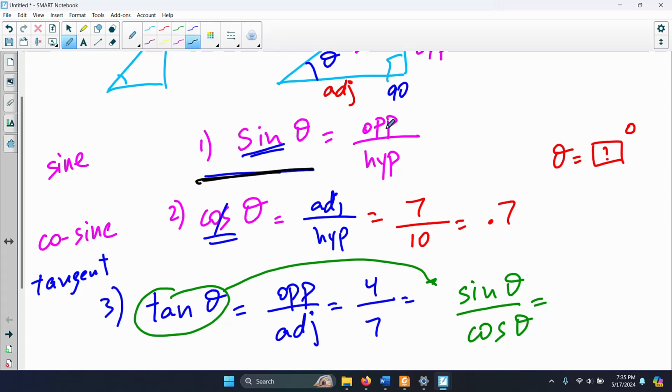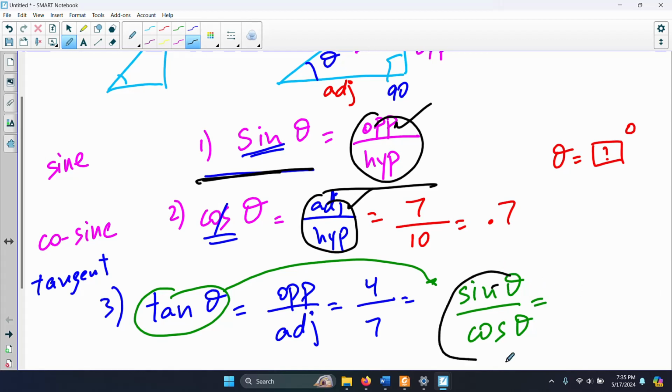Sine divided by cosine, well, this divided by this, the value of hypotenuse will cancel away, and you're going to end up with opposite side divided by adjacent side. That's what tangent is, using the triangular definition.